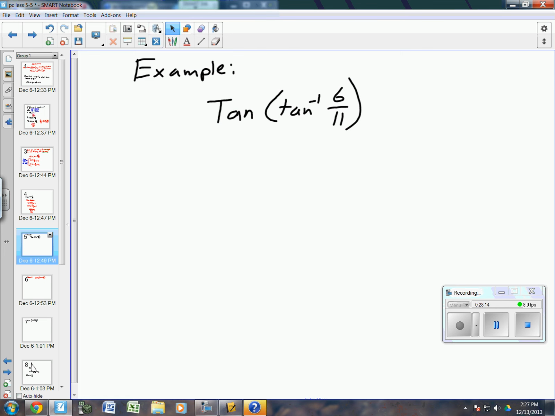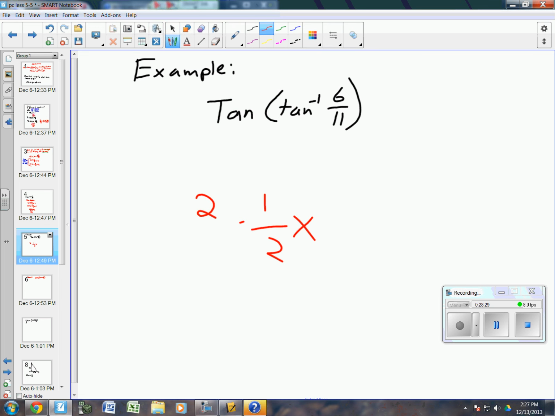All right, this problem, I want you to think about this. Tangent of the tangent inverse of 6/11. Yeah, they undo each other. It's kind of like saying 2 times 1/2. If I have 1/2 of x and I times it by 2, they cancel each other out and you get x. Same with this one. These cancel each other out and you get 6/11. That's only true if it's tangent and tangent inverse, sine and sine inverse, or cosine and cosine inverse. They have to be the same. Got it?